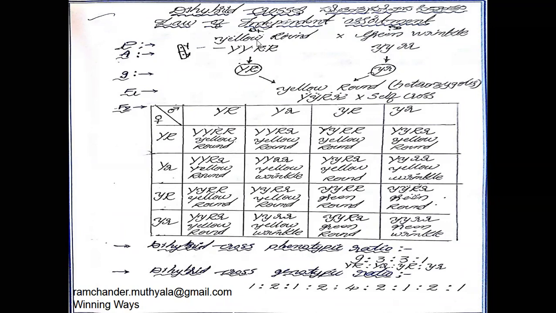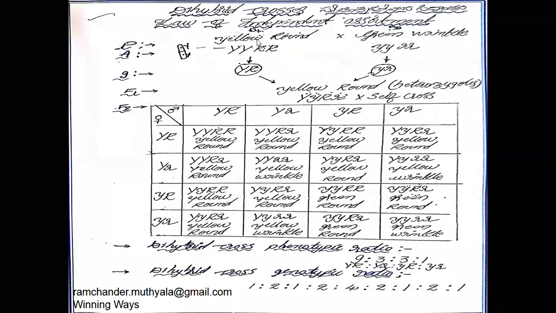One parental pea plant contains yellow cotyledon, round seeds, and the other has green cotyledons, wrinkled seeds. Yellow cotyledon round seeds are expressed by the capital Y and capital R homozygous genes, and green cotyledon wrinkled seed characters are expressed by the small y, small r genes. These two plants act as parental plants.